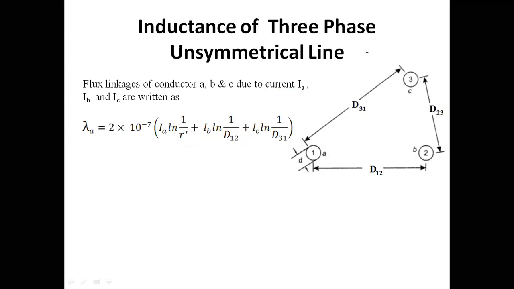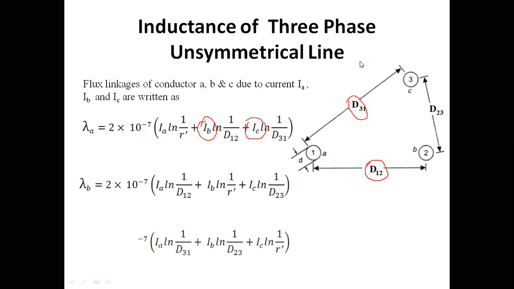In the next part, we consider the other phase currents, that is IB and IC. Now, the B conductor is placed at a distance D12, so the term is IB ln 1 by D12, and IC ln 1 by D31. So this will be the ultimate equation of lambda A. Similarly, for the next equations, if we consider the B conductor now, then what will be the flux linkages lambda B?